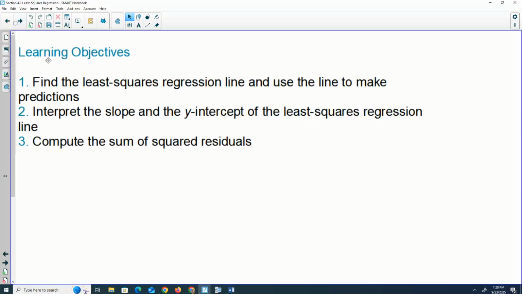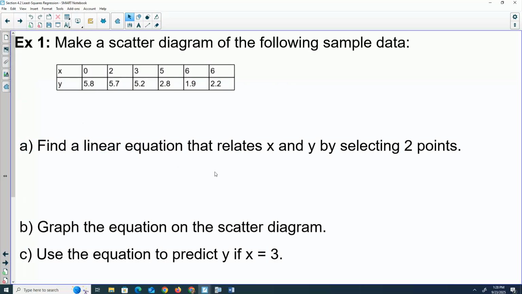So, let's be efficient with our time. All right. Efficiency. Isn't it?